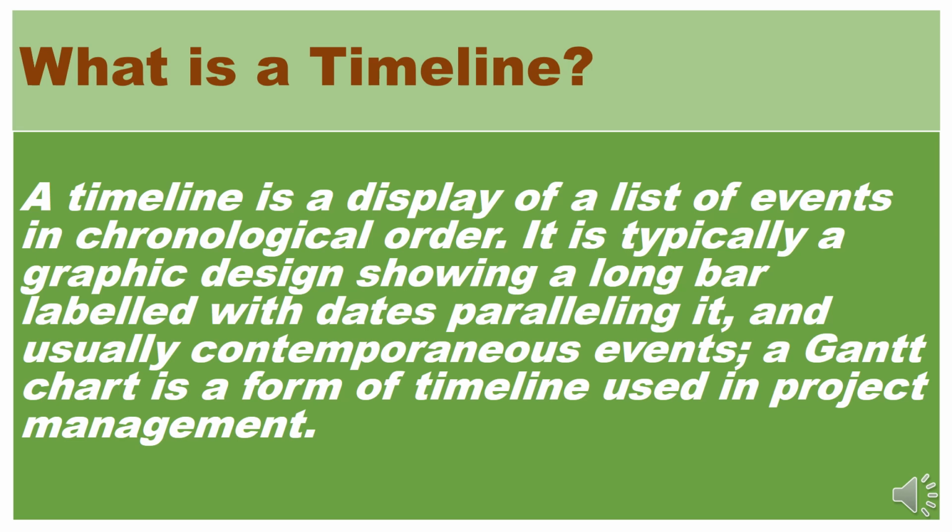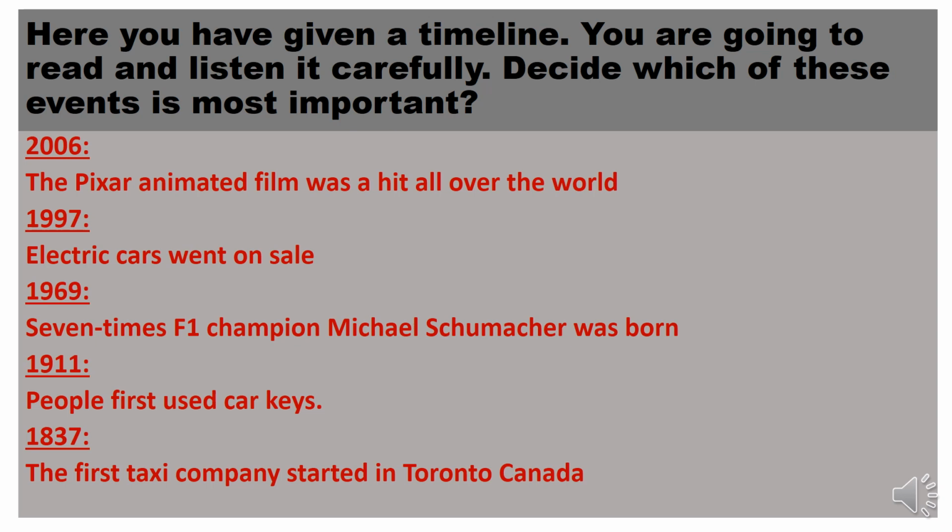Okay, now students, here you have been given a timeline. A year-wise timeline is given to you. You are going to read and listen to it carefully, right? Decide which of these events is most important, right? Just predict your idea. Okay, we have here 5 different years: 2006, 1997, 1969, 1911, and 1837.